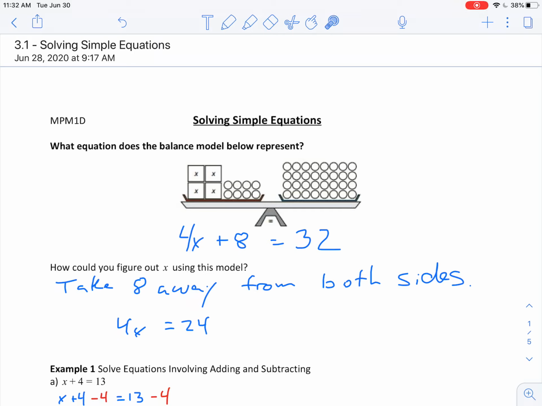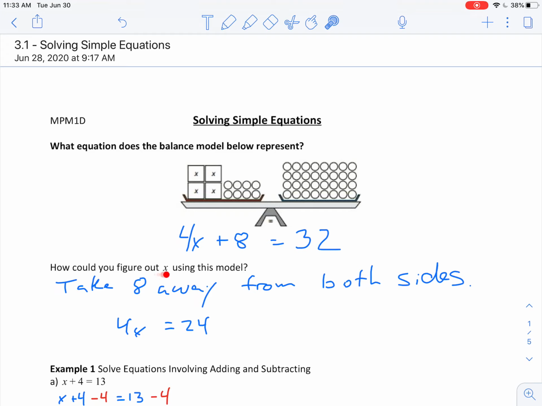Let's look at how to solve simple equations. So what equation does the balance model below represent? Well, I have x's and I have, we'll call these units of 1, and then I have units of 1 over here. I have 4 x's and 8 1's, and on the other side, I have 32 1's. So 4 x's and 8 1's is the same as, or equal to, 32 1's.